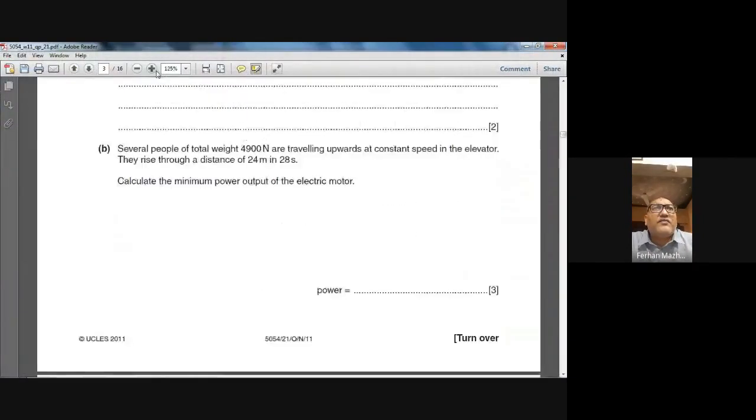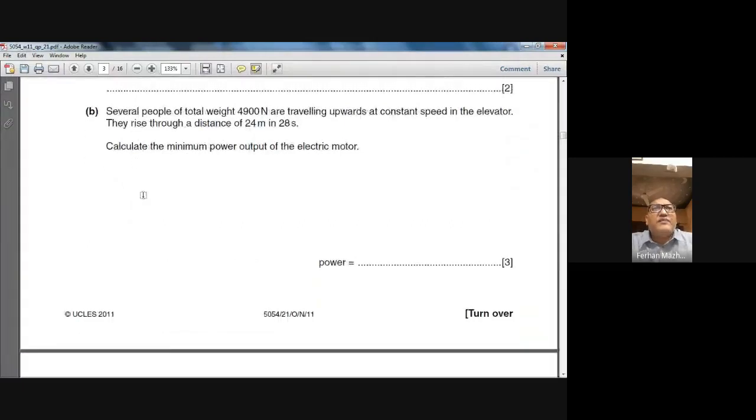Now, several people of total weight 4900 newtons are traveling upwards at constant speed in the elevator. They rise through a distance of 24 meters in 28 seconds. Calculate the minimum power output of the electric motor. The power is equal to work done divided by time, and work done in this case is equal to weight multiplied by height. So weight multiplied by height divided by time. That is how you calculate the power.